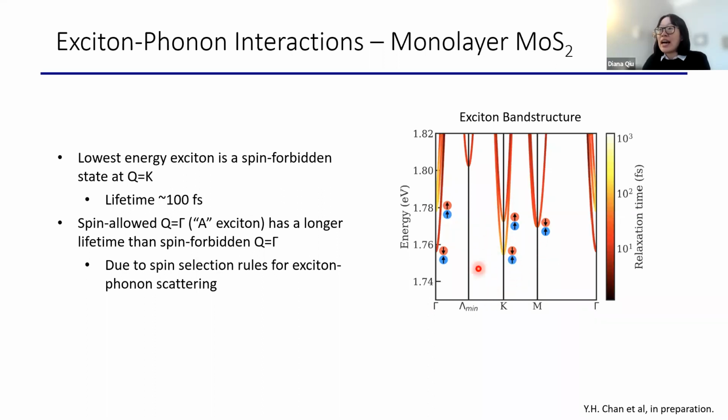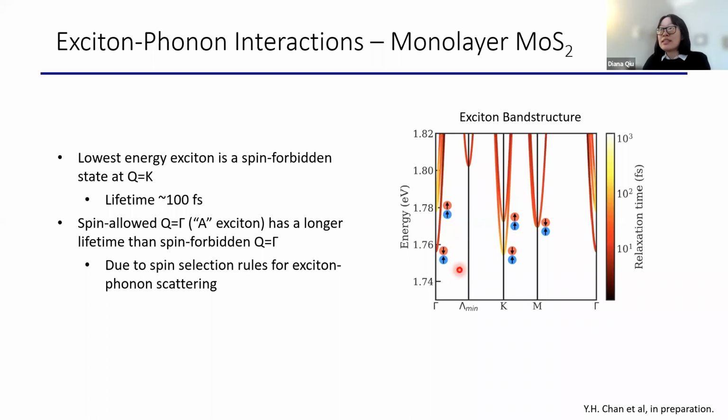right here, has the longest lifetime. And the lifetime is about 100 femtoseconds. Interestingly, however, if we look at the states around the gamma point, we see that this higher energy spin allowed exciton state, and this is the one that corresponds to the well-known A exciton in MoS2, actually has a longer lifetime than the lower energy spin forbidden state.